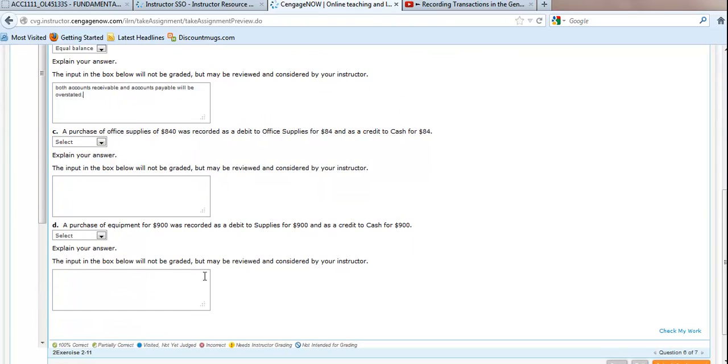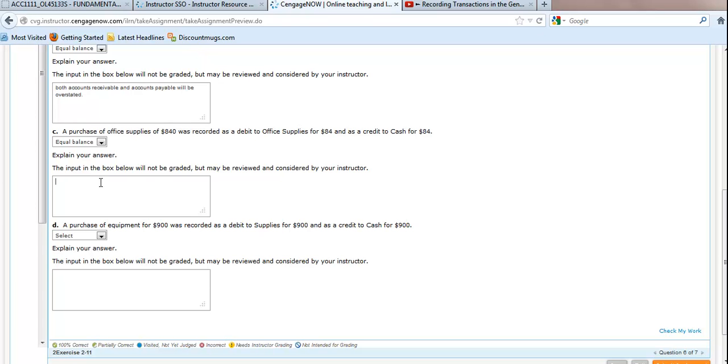A purchase of office supplies of $840 was recorded as a debit to office supplies for $84 and as a credit to cash for $84. All right, so a purchase of office supplies. So we have the right accounts and they balance. Okay, so we have equal balances. However, we didn't do it for the right amount. We were supposed to do it for $840 and we left off the zero and only did it for $84. So $840 minus $84 gives us a difference of $756.